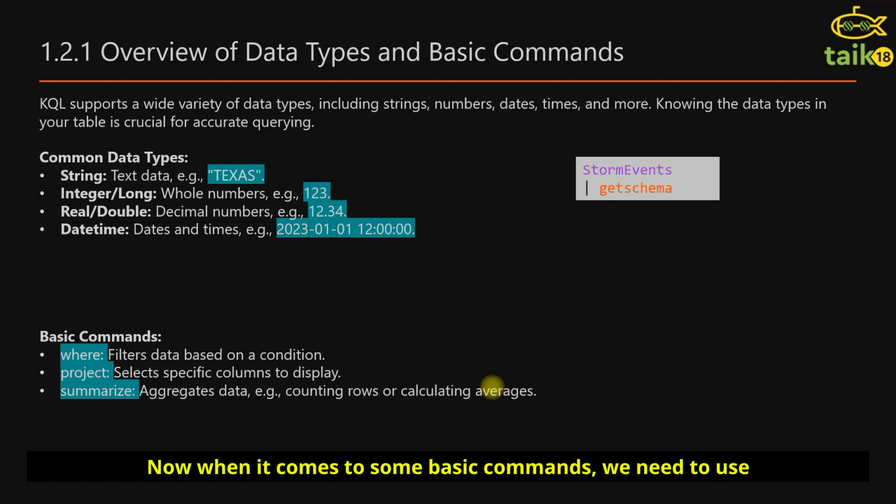Now, when it comes to some basic commands, we use where if we want to filter on any condition. For example, if you want to filter state equal to Texas, then you need to use a where condition for that. Another command is project. This is helpful if you want to pick some columns in your table. Let's say your table contains 10 columns and you just want to pick 3 of them. Then you type project, and then the column names separated by commas. This is similar to SQL, but in SQL we usually type select column 1, column 2, column 3, whereas here you use project column 1, column 2, column 3.